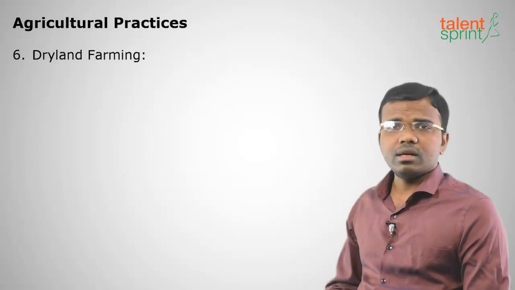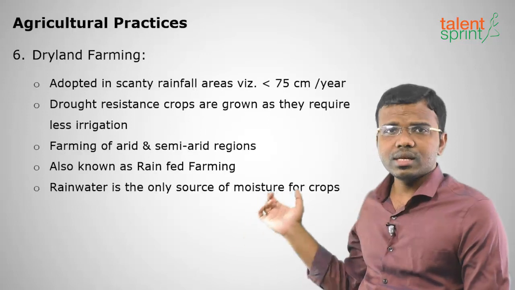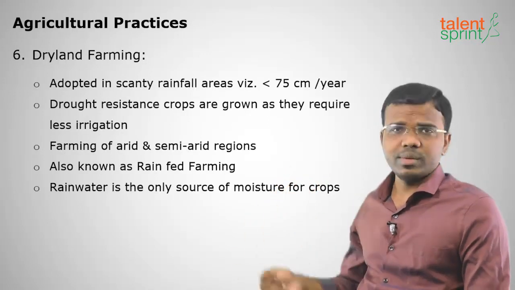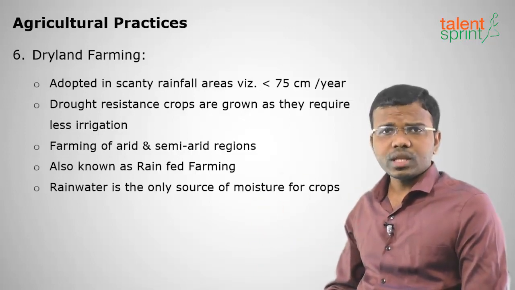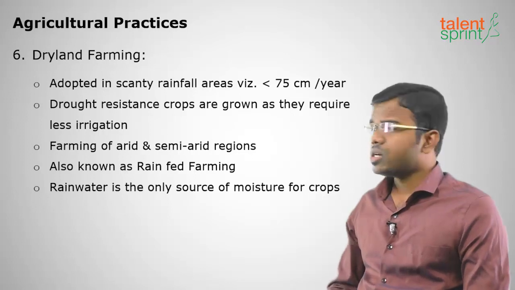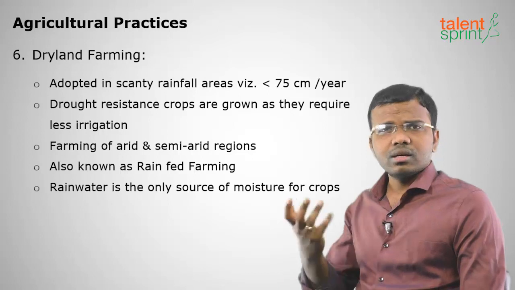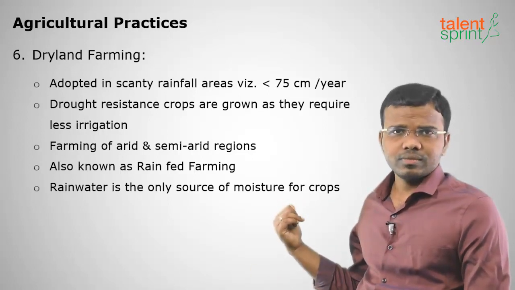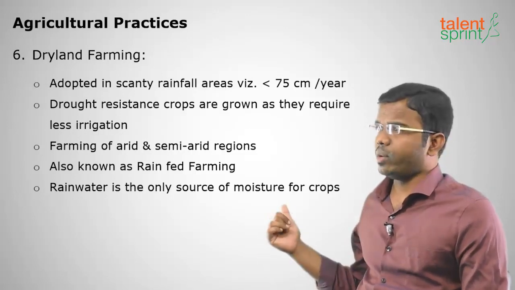And the next type of agricultural practice is dry land farming. We have seen wetland farming, now it is dry land farming. These are the areas where the rainfall is very less, particularly less than 75 centimeters, particularly in the areas of Rajasthan and Gujarat. In these cases dry land farming is used, and the major source of water is rainfall itself. If there is rain, there will be water at that place. So this type of farming is called dry land farming.